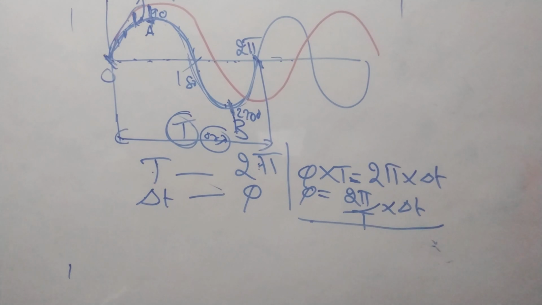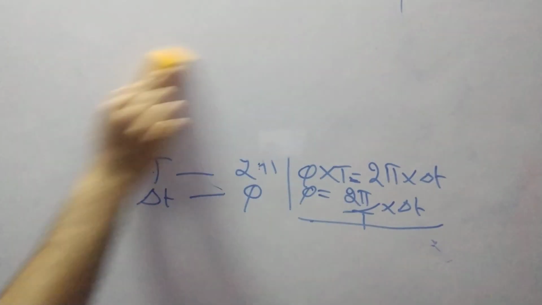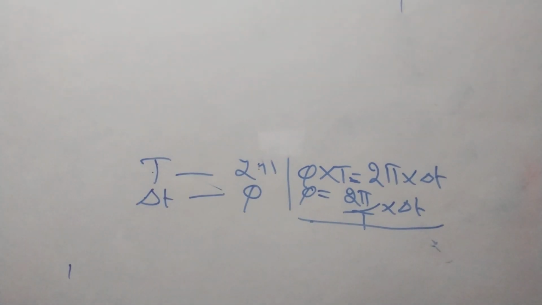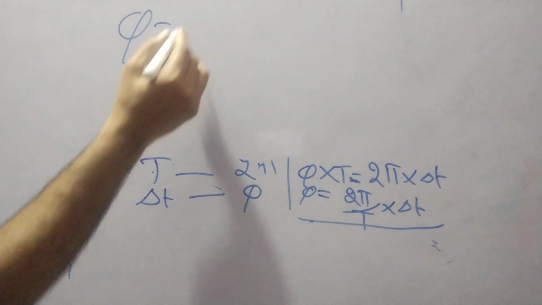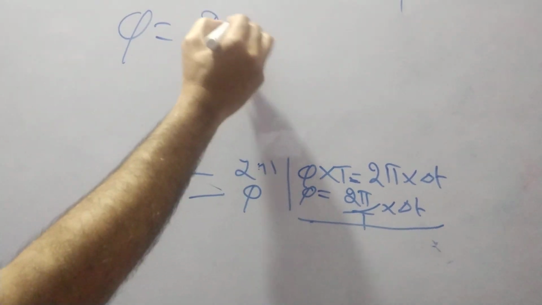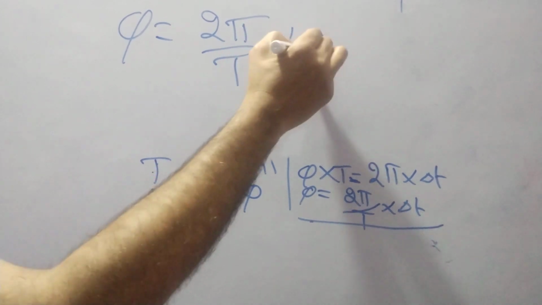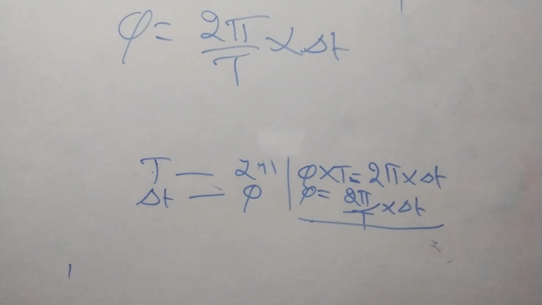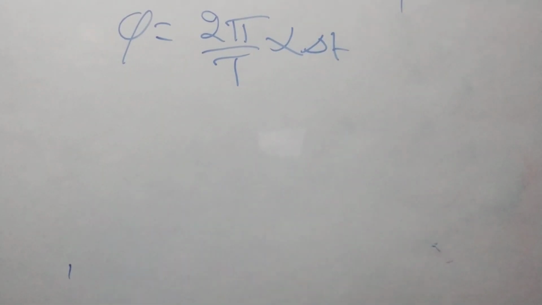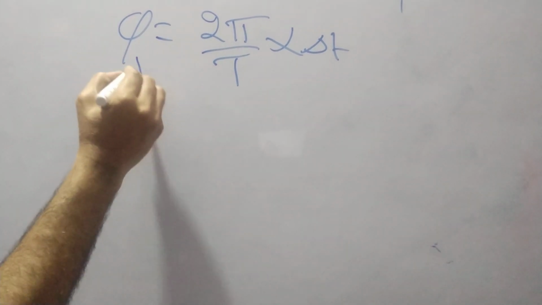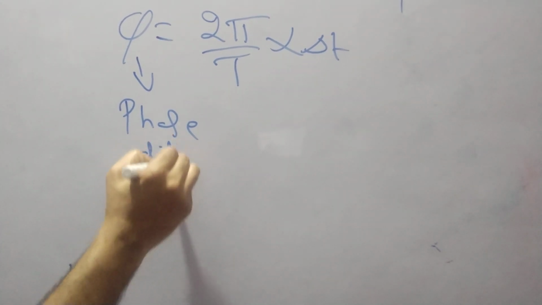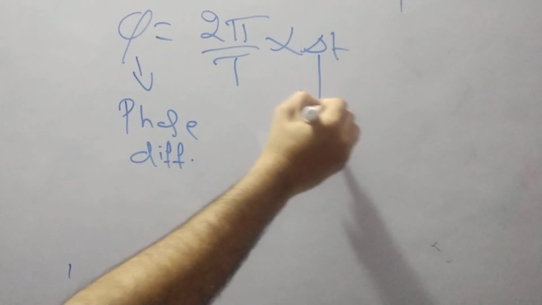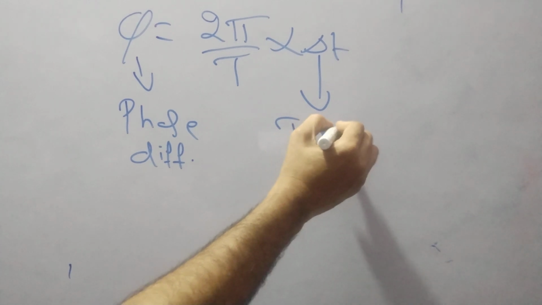So this is the formula for time difference. Your time difference formula is phi equal to 2 pi by T into delta T. So this formula you got. Here, what is phi? Phi is the phase difference, and delta T is the time difference.